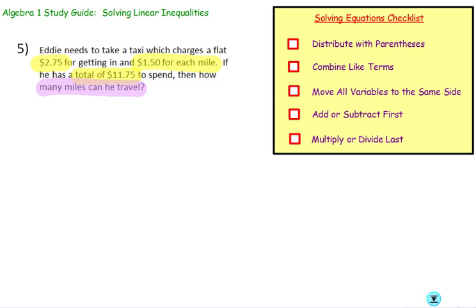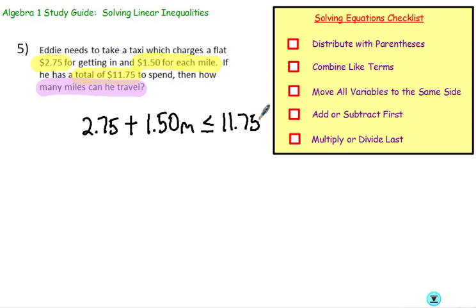So let's go ahead and begin to write our equation. Similar to what we said in the fare problem, we start by asking what they are charging us up front. Well, they're charging us $2.75 up front, plus $1.50 for each mile, and I'm just going to use M for mile. And that has to be less than or equal to $11.75.